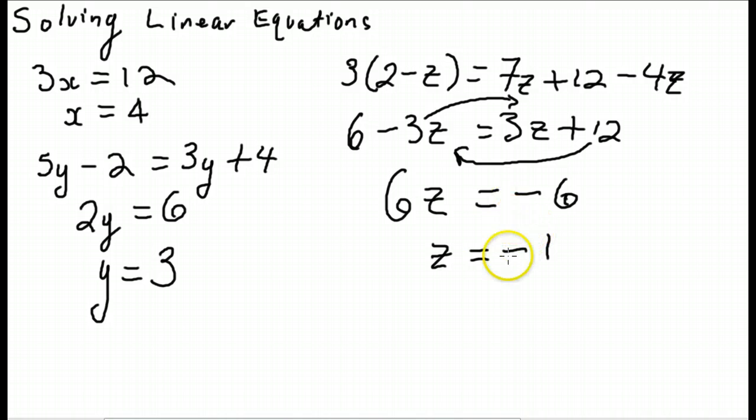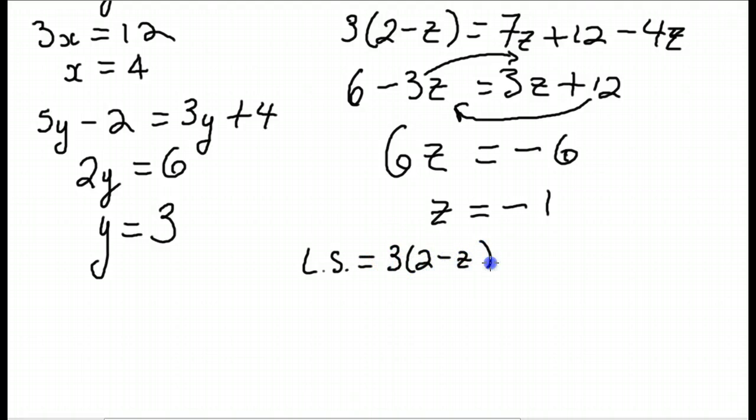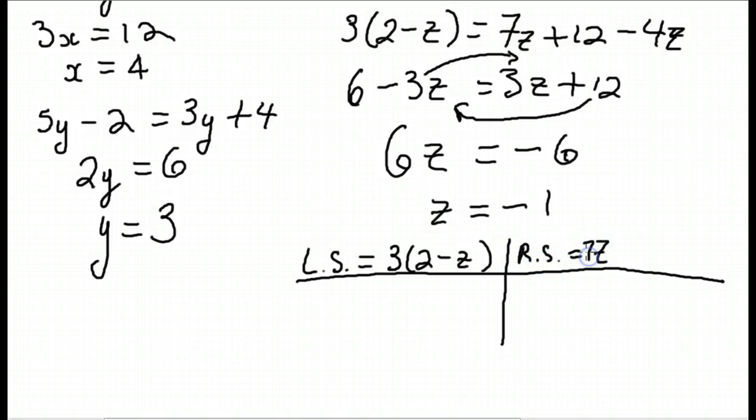Now if you want to verify your solutions, you can put them back into the original. And the way I do that, let me just move this up a titch, is I do a t-table. So I'm going to say the left side of the equation is 3 times 2 minus z, and close that off. So here's the t-table. And the right side of the equation is equal to 7z plus 12 minus 4z. And now what we do is we treat these independently. Okay, we don't cross over this middle line. We're not solving an equation, we're verifying.